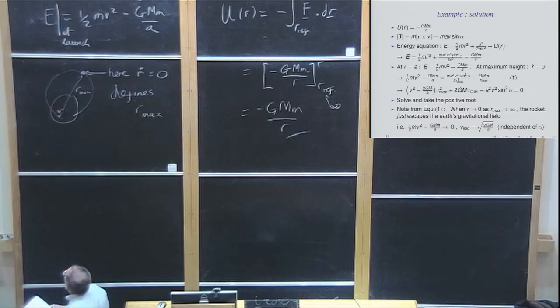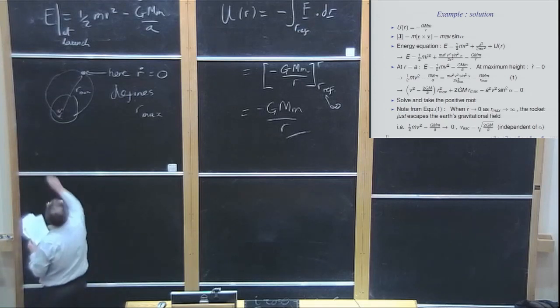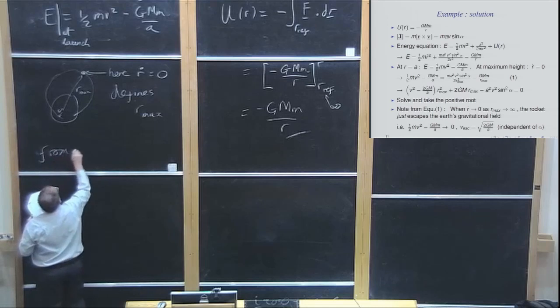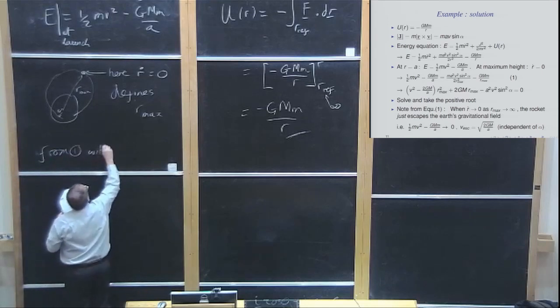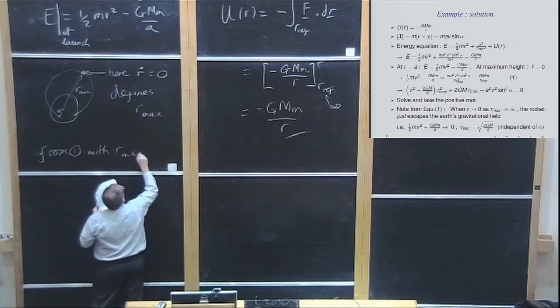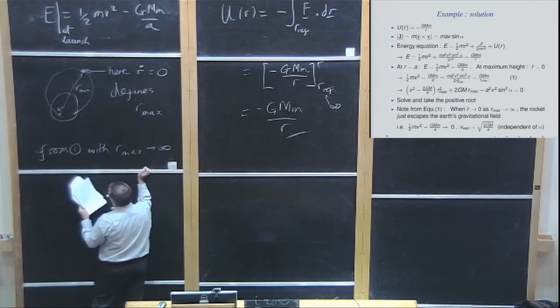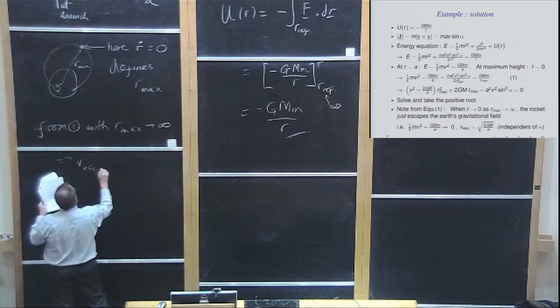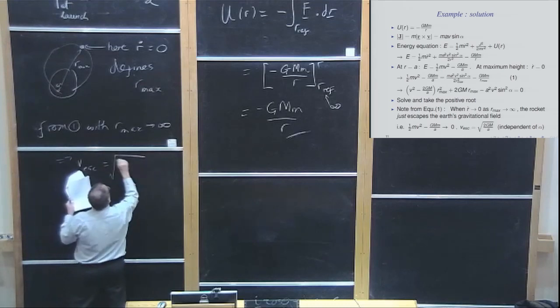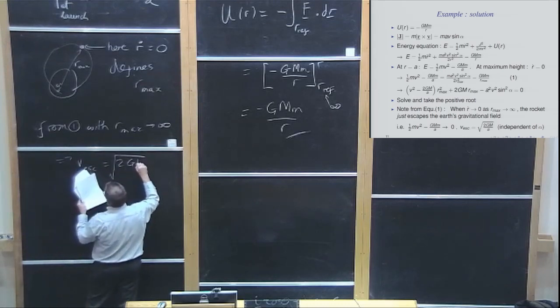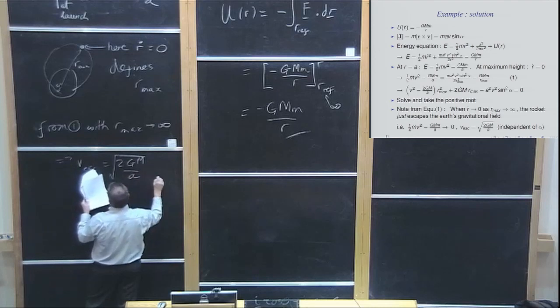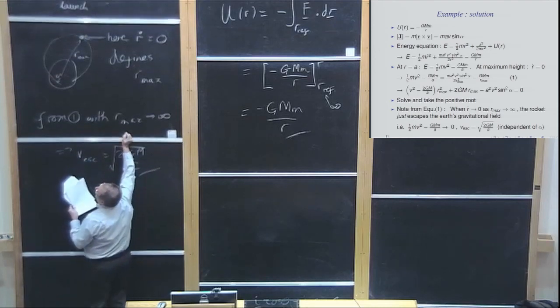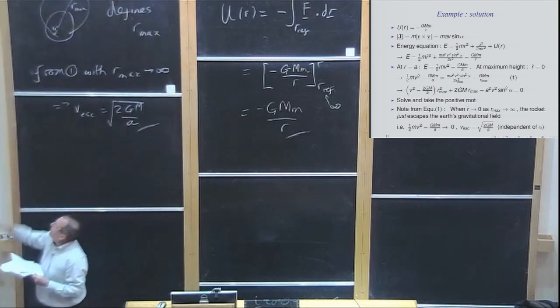So in this case, the escape velocity, from 1 with r max goes to infinity, we see that v, which is the escape velocity, is equal to the square root of 2G big M over a. Interestingly, it has no dependence on alpha.